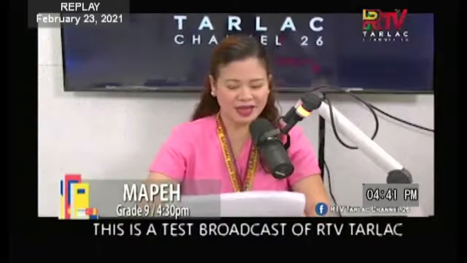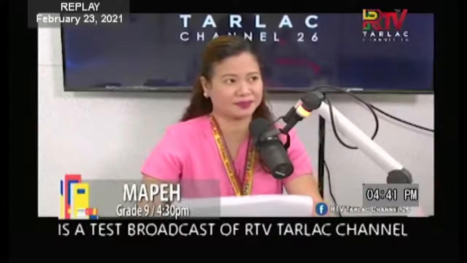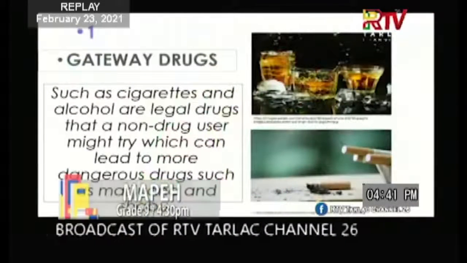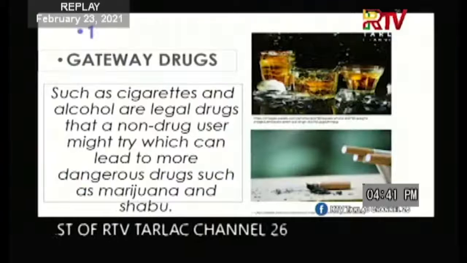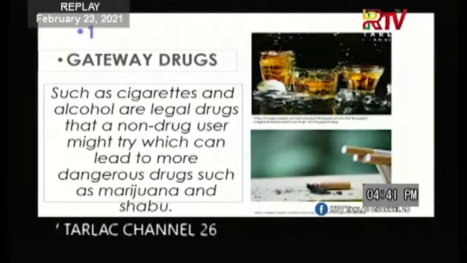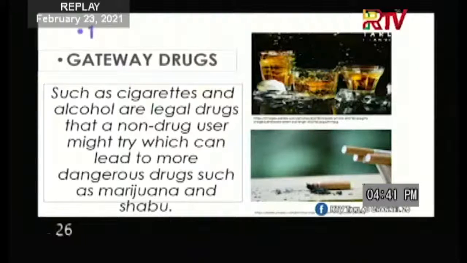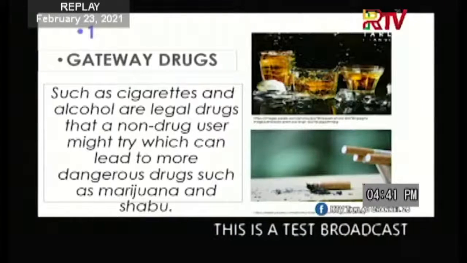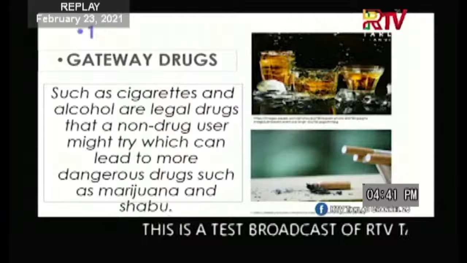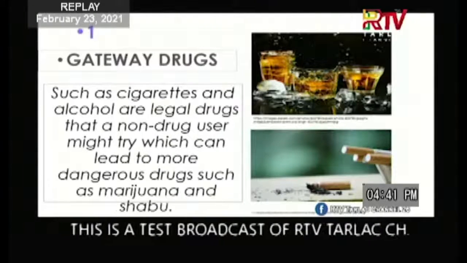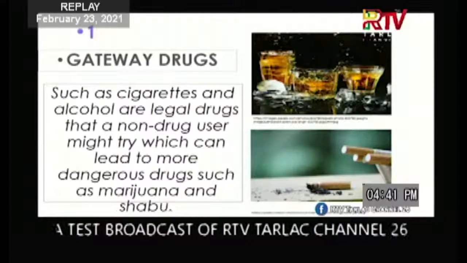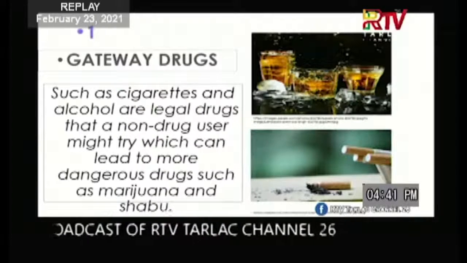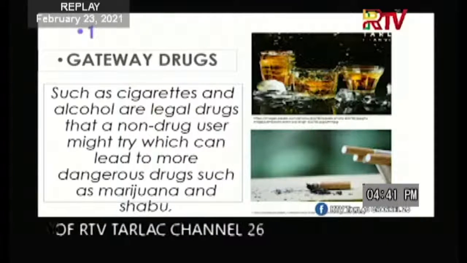Our first classification is the gateway drugs. Gateway drugs such as cigarette and alcohol are legal drugs that a non-drug user might try, which can lead him or her to more dangerous drugs such as marijuana and shabu. It is also based on the studies that teenagers who engage in early smoking and in early drinking have a higher chance of experimenting with dangerous drugs of abuse.